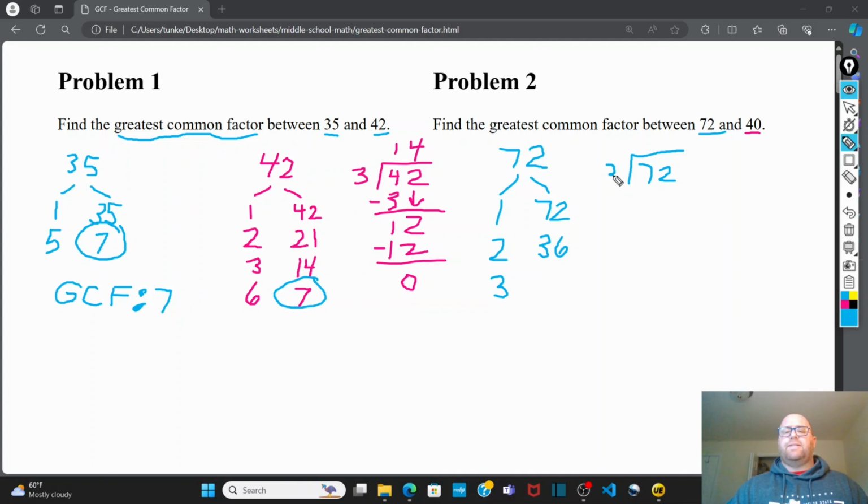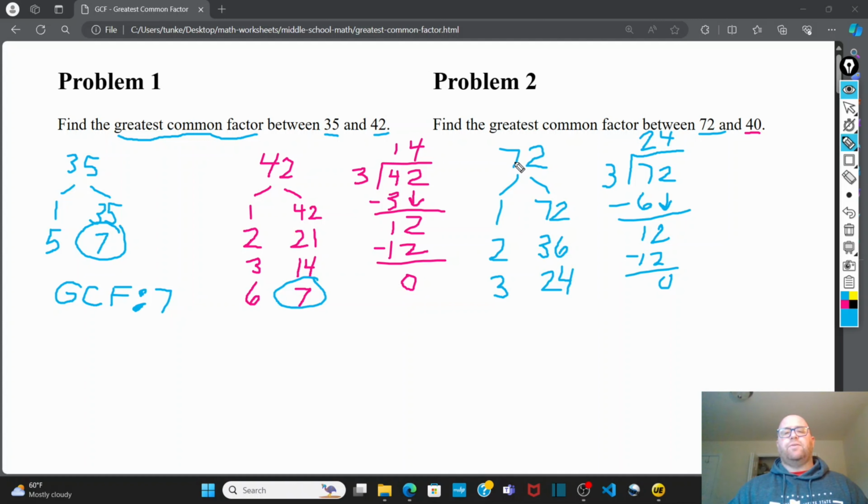So if I divide 72 by 3, well, 3 goes into 7 twice. 2 times 3 is 6. 7 minus 6 is 1. Bring down the 2. 3 times 4 is going to give me 12. That's going to give me a remainder of 0. So 3 times 24 is going to be 72.